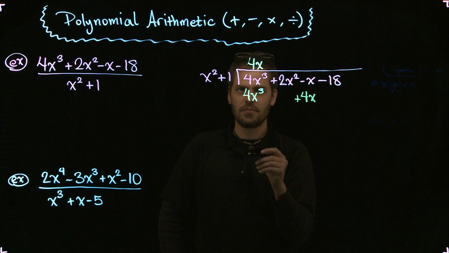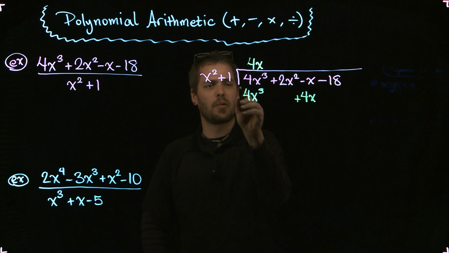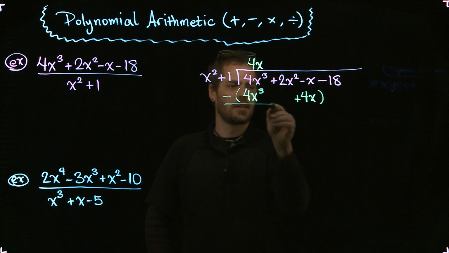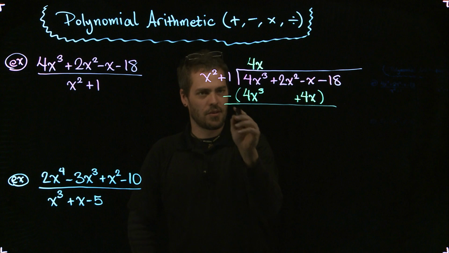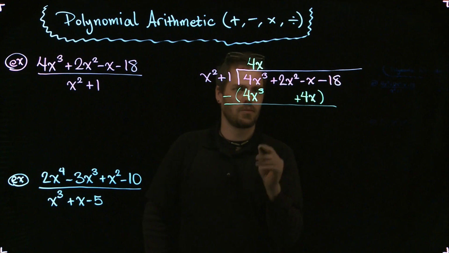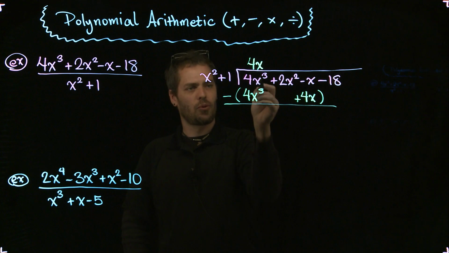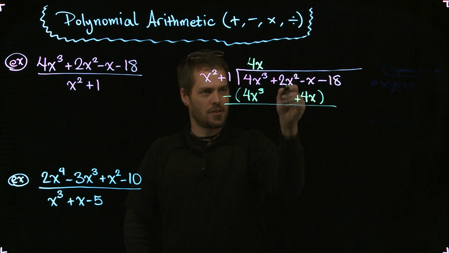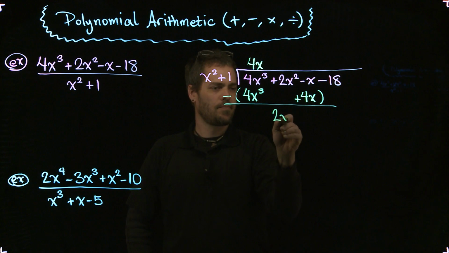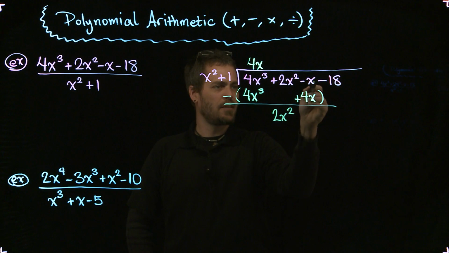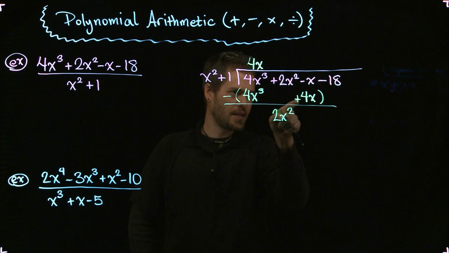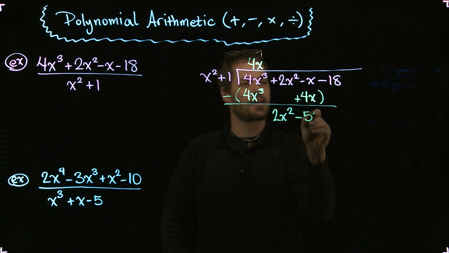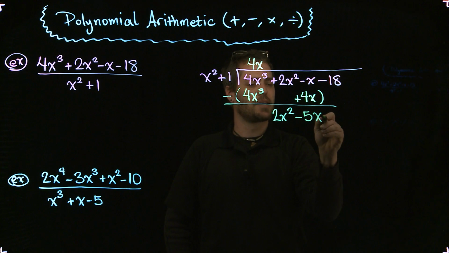4x. Now recall, let me put parentheses around this, and a minus sign, that we're going to subtract. So don't forget to do that when you come to the next step. 4x cubed minus 4x cubed, that's 0. The 2x squared comes down. Negative x, distribute that minus 4x gives me a minus 5x, and then I bring down my minus 18.